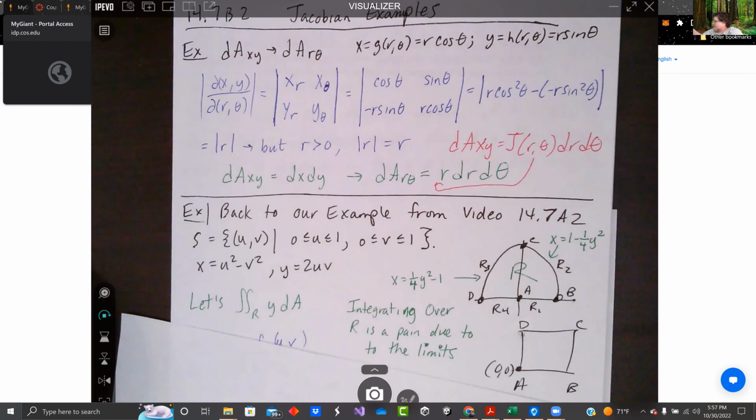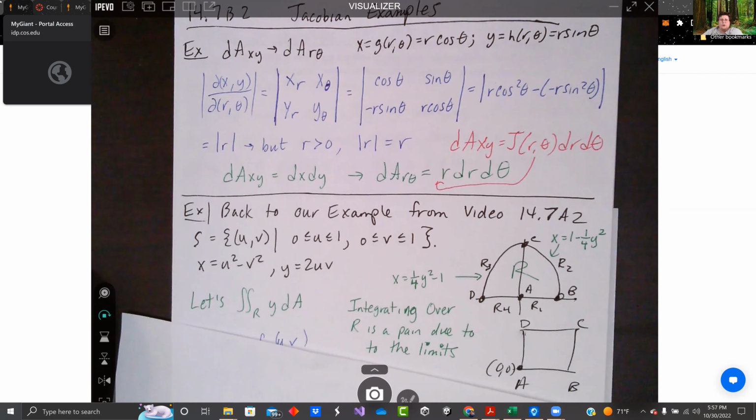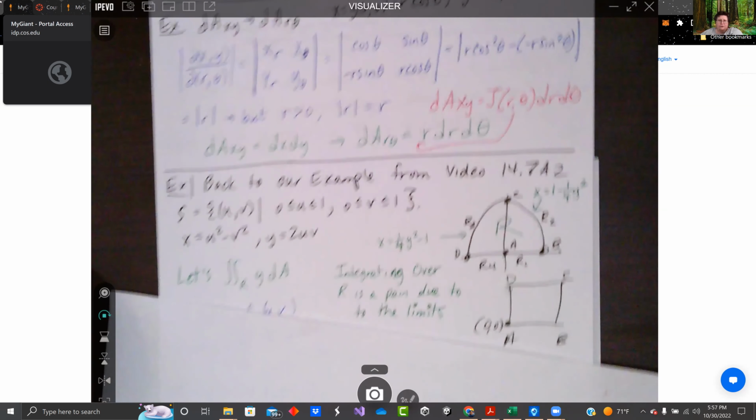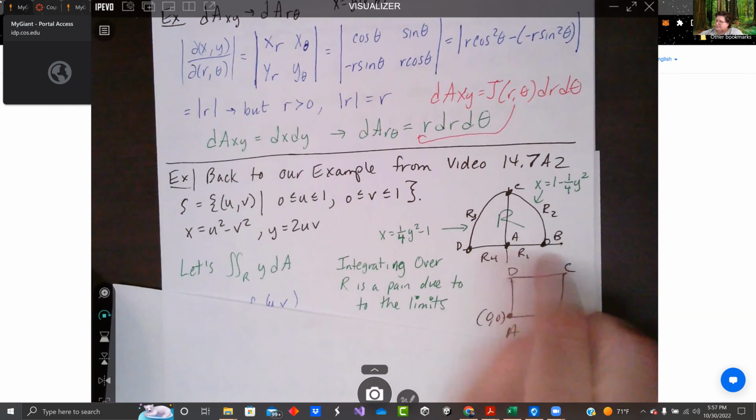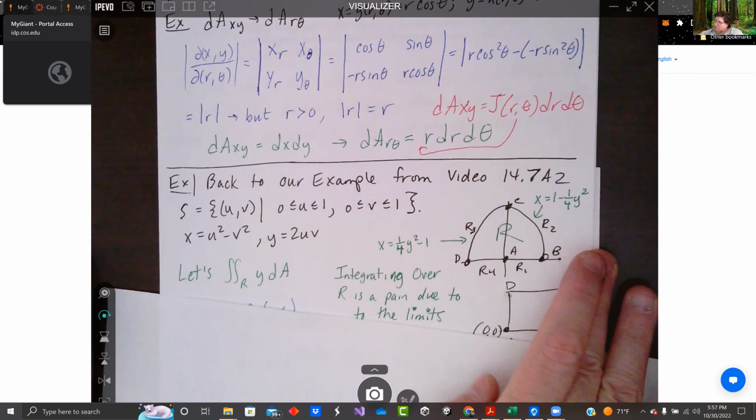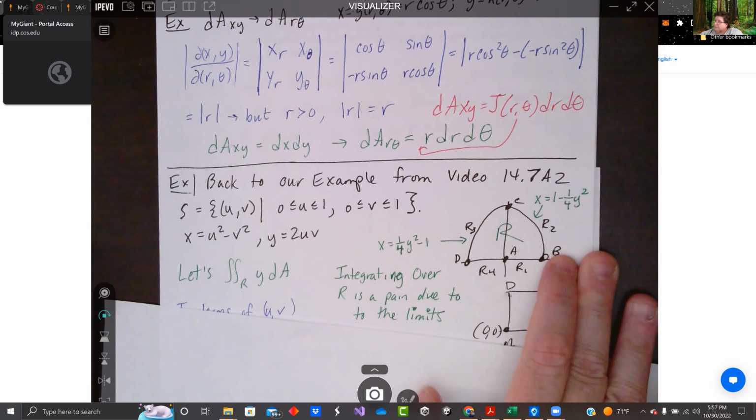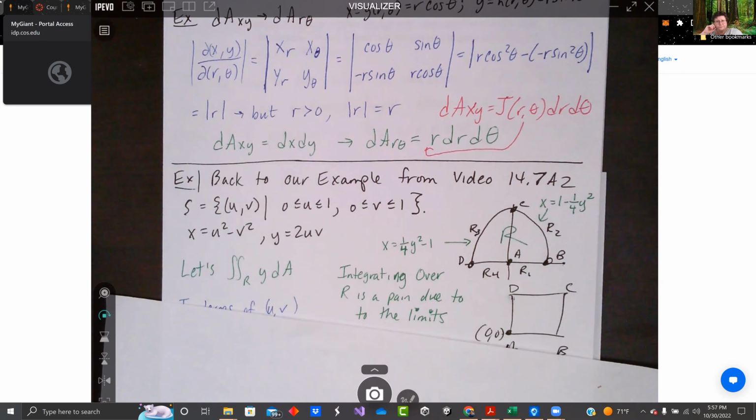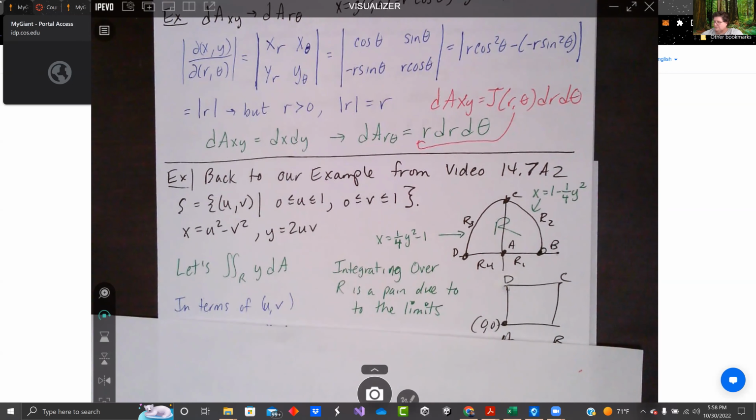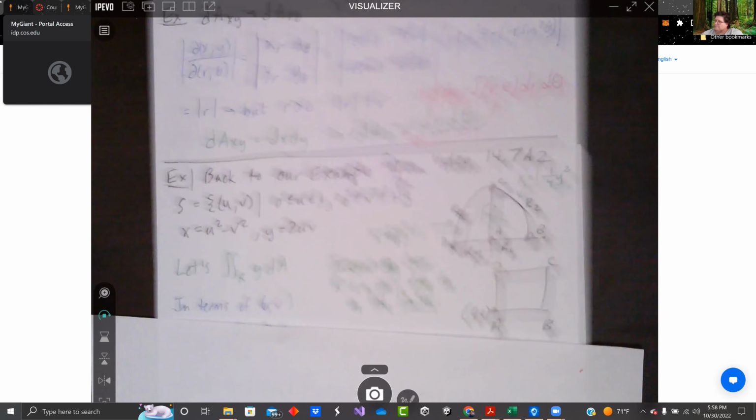Let's look at the example we did a little bit ago, where x equaled u squared minus v squared, y equals 2uv. We're going to integrate it. We're going to start with this integral, which was in x and y. I don't want to integrate this. Well, it's not terrible, but the limits are less fun on this. I'm going to have some curves.